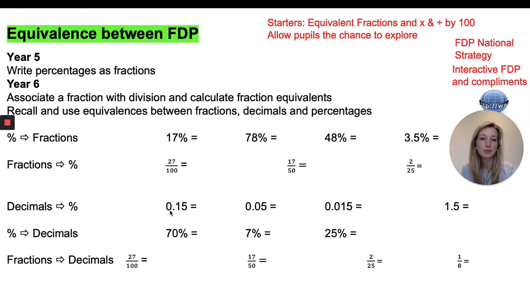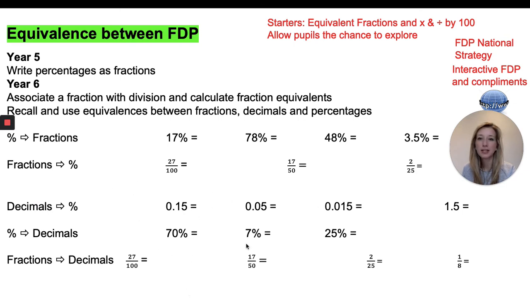So a decimal, you would just have to multiply the digits by 100. So the digit moved twice. And from percentages to decimals, you would divide by 100. And for fractions to decimals, 27 hundredths, using that language that we talked about, you should be able to identify how to write 27 hundredths using your place value knowledge.